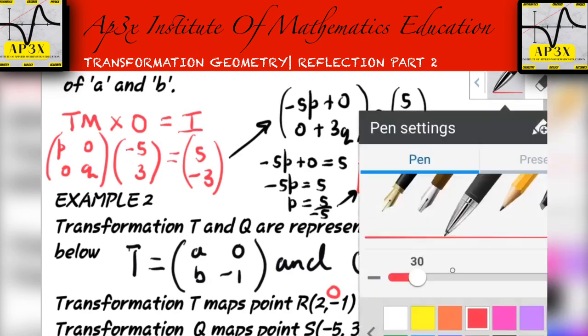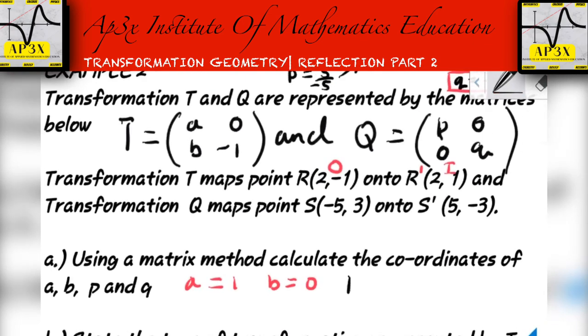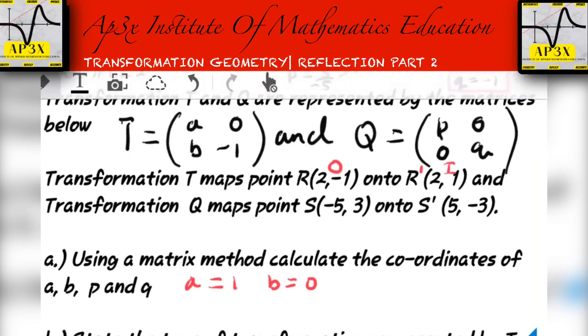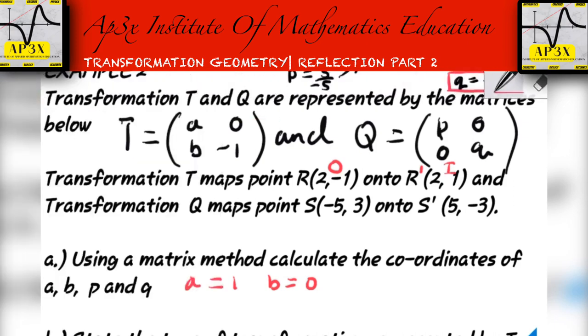So we can go down now to write our solution down here, that P is equal to minus 1. Let's have it in red here. P is equal to minus 1. And Q is also equal to minus 1.